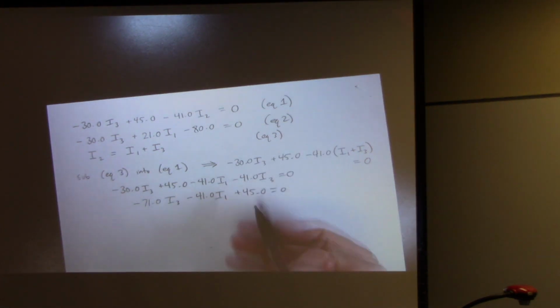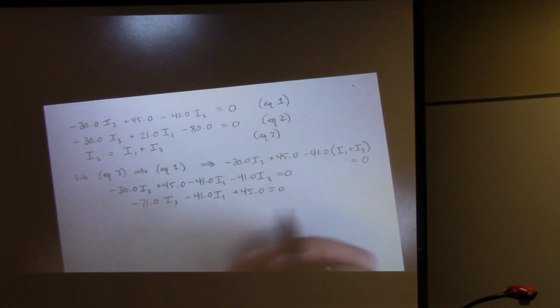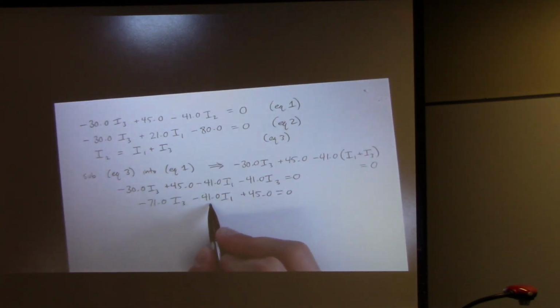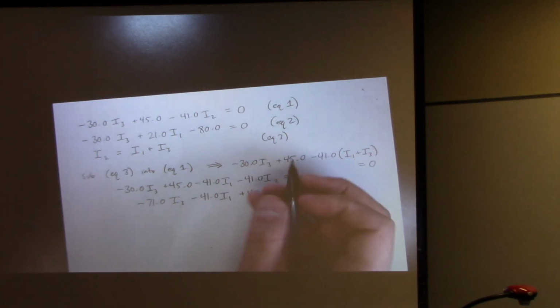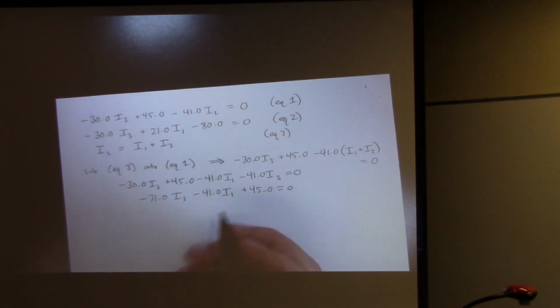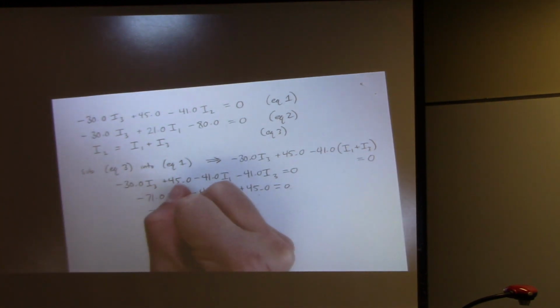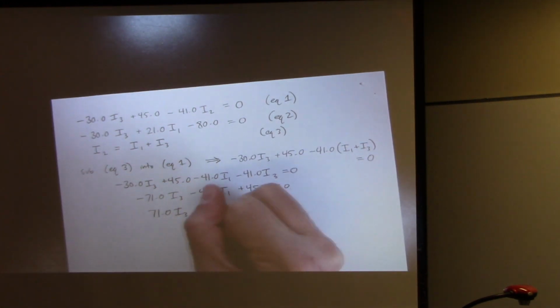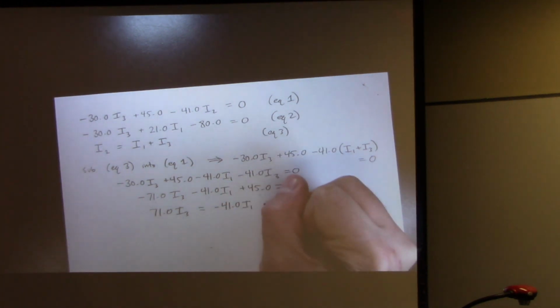Okay, so the next thing we're going to do is, using what I just wrote down, we're going to sub out I3. So let's start by adding 41 I1 to both sides, subtracting 45 from both sides, and that will give us this. Or actually, no, let's do it this way. Let's just add 71 times I3 to both sides. So it puts it over here. So we have 71 times I3 equals minus 41 times I1 plus 45.